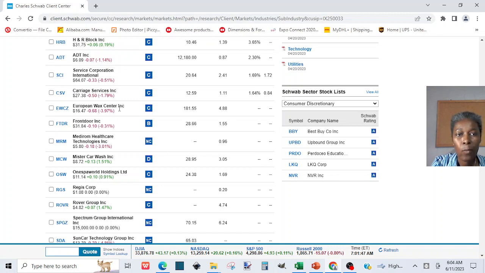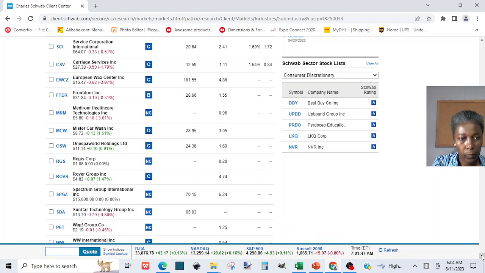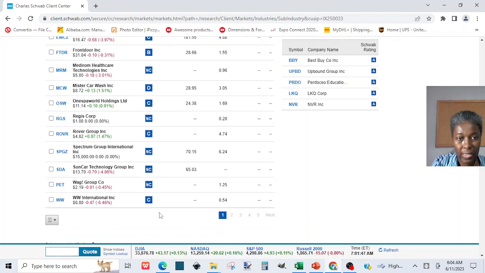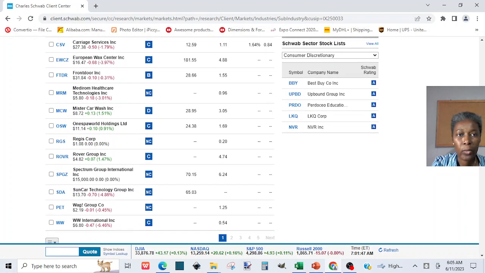So you want things that will say INC, that's incorporated, CO, that means corporation, or corp, that means corporation as well. Those are what you are after if they pay dividends. So you can see CO here, you can see INC, you can see corp. Those are corporations. LTD is limited liability companies, and you do not want that. And that's just one page. So we are going to move out of here.